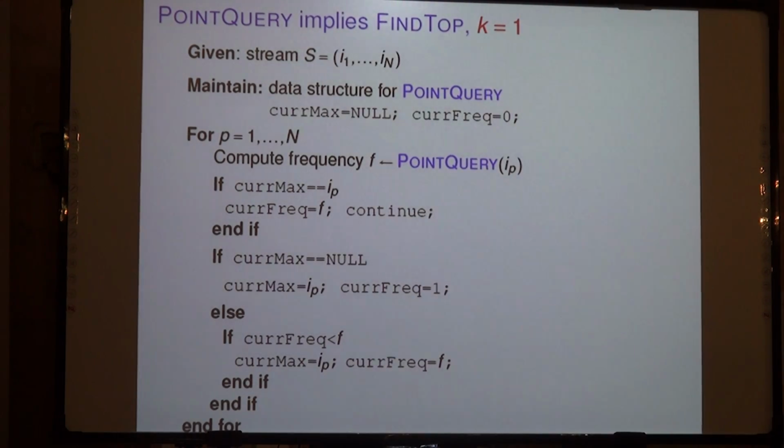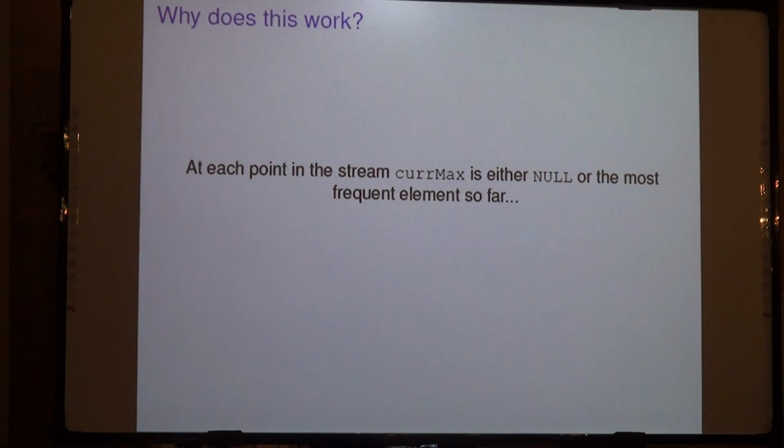I'm just basically looking at the stream, and at every point I'm getting a new item, I'm asking, oh, is this the item that I should be storing? So I have a very powerful oracle. If it tells me yes, I just do it. Okay, so why does this work? Well, at every point in the stream, this current maximum is either null or the most frequent element seen so far.